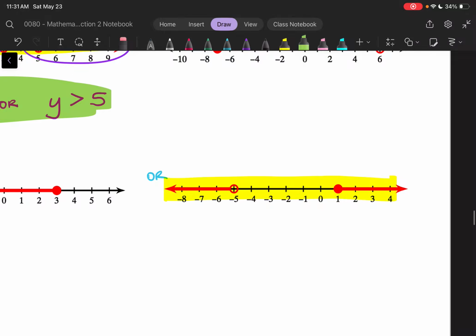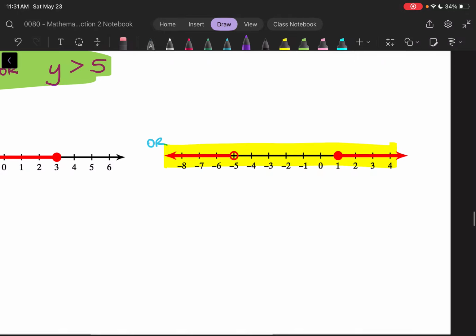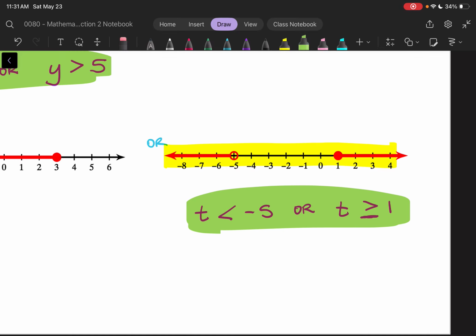The last one. I am going to choose the letter, I don't know, T. I have T. I have -5. I have a less than symbol in between. I have T. I have a +1. I have a greater than symbol in between. And because it's a closed circle, I need that or equal to at the bottom. And of course, I need to combine those 2 single inequalities with the word or in between.